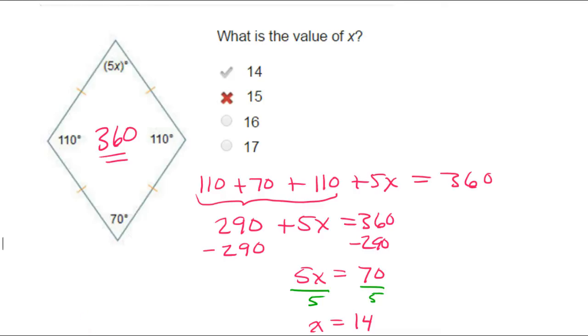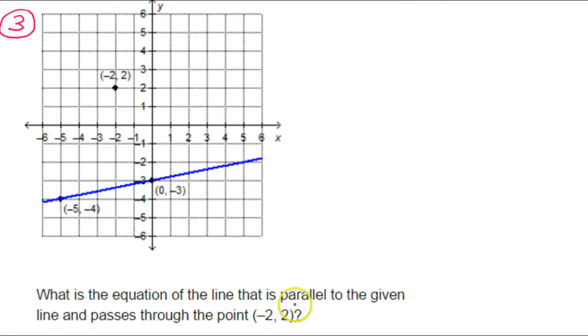There you go. What is the equation of the line that is parallel to the given line and passes through the point -2, 2? By giving you a line that is parallel to the one we want an equation for, this is just an indirect way of giving you the slope. That's all it is. Because parallel lines have the same slope.